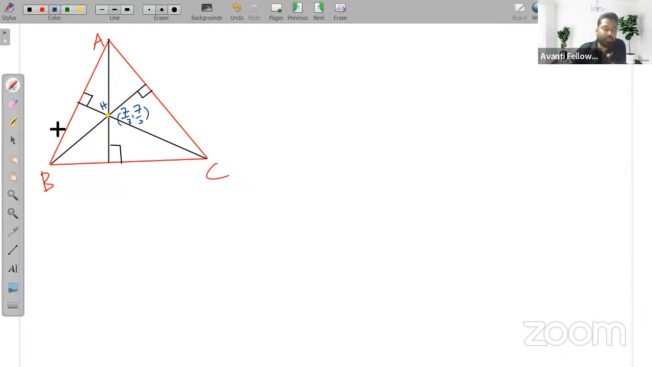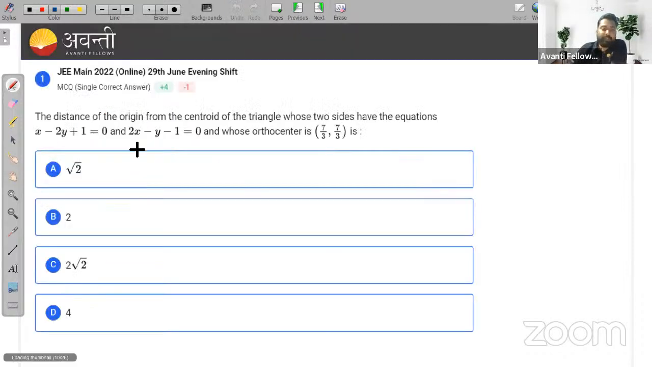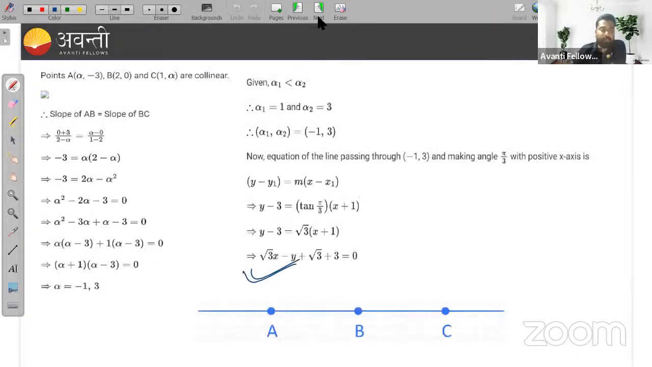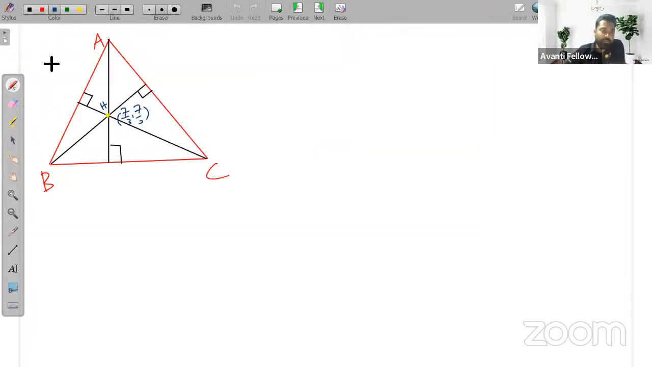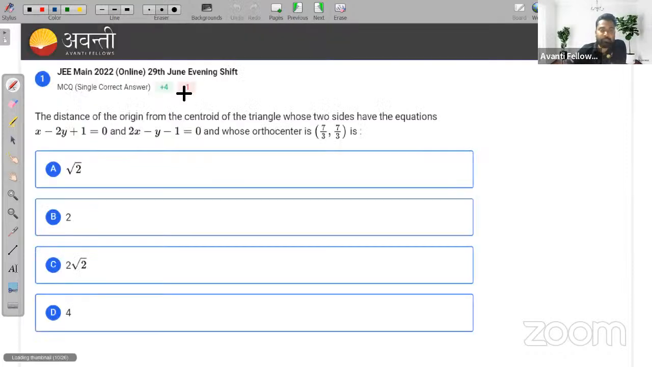Also it is given the equations of two sides. One is 2x minus y minus 1 is equal to 0. Another equation is given as x minus 2y plus 1 is equal to 0.